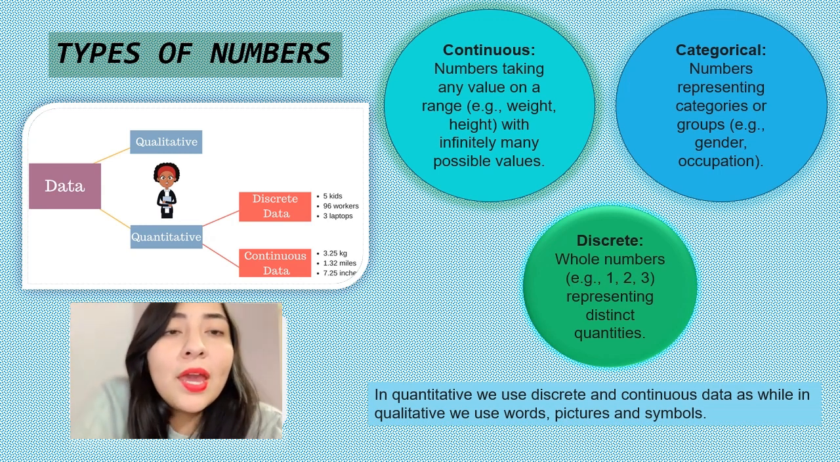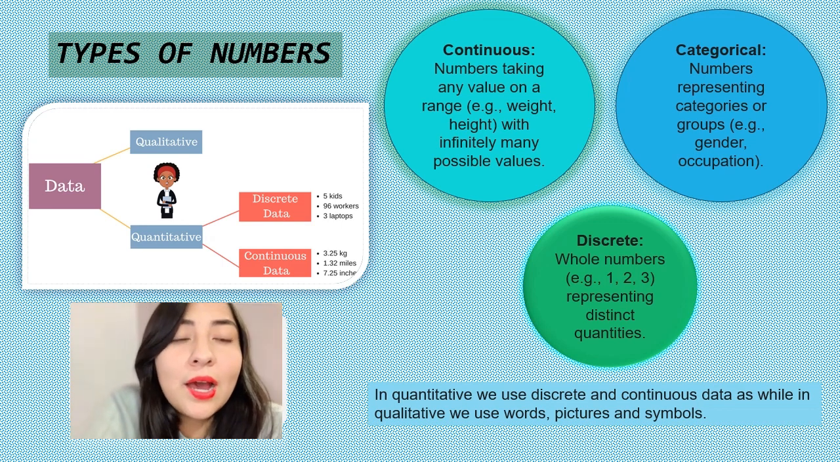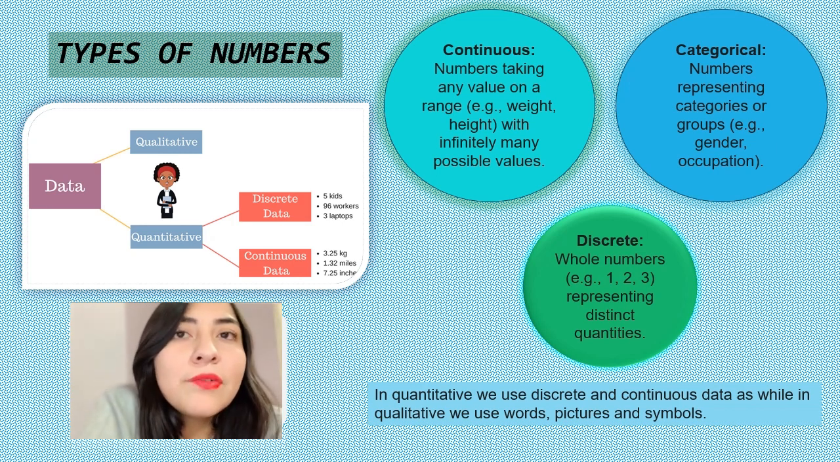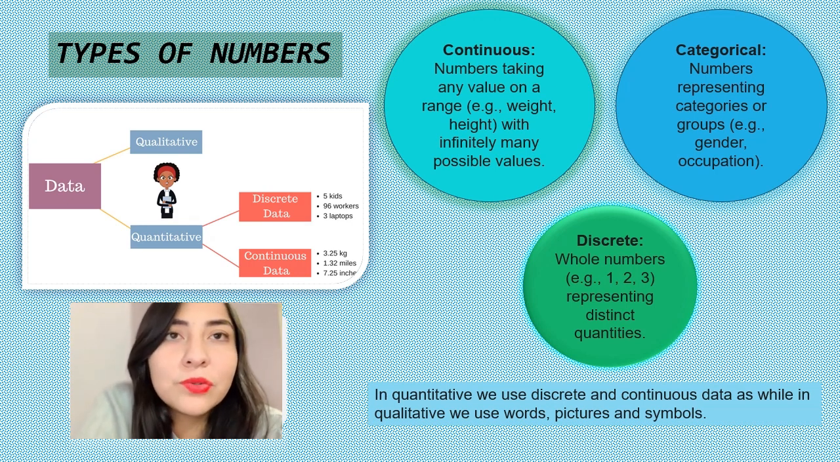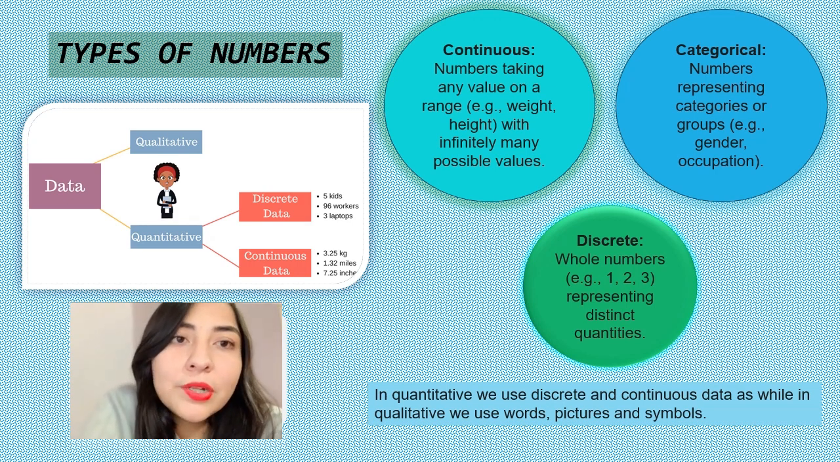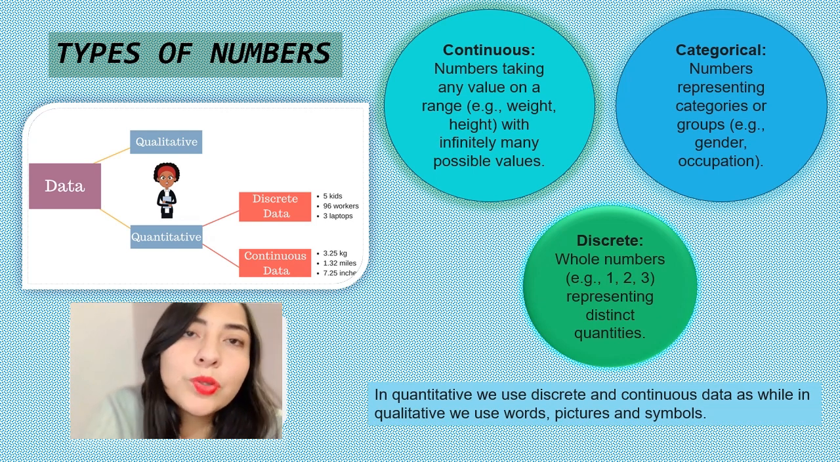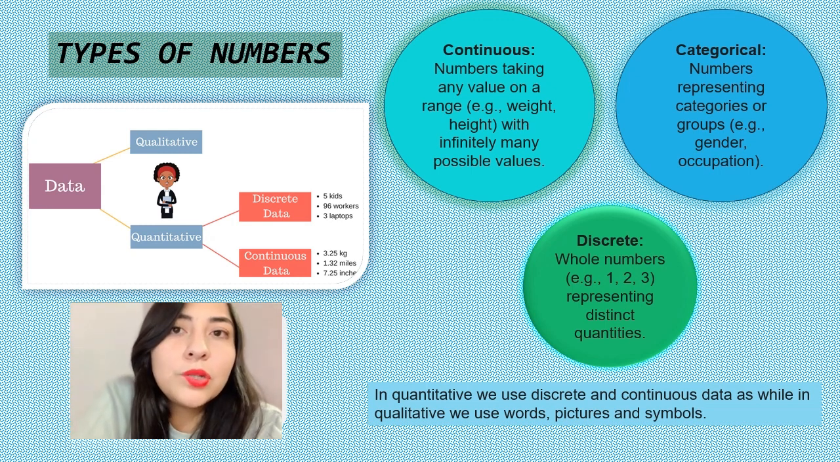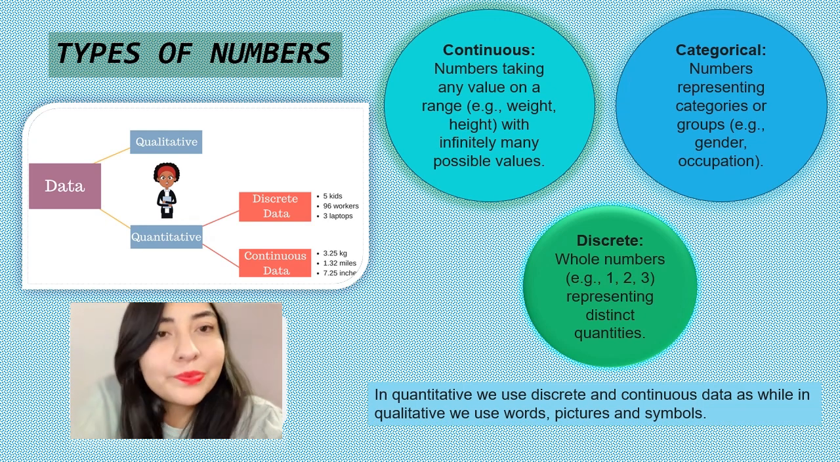In this slide, we have different examples of the types of numbers, with continuous numbers taking any value on a range, for example weight and height, with infinitely many possible values. The categorical numbers represent categories or groups, for example gender and occupation. The discrete are whole numbers, for example 1, 2, representing distinct quantities.